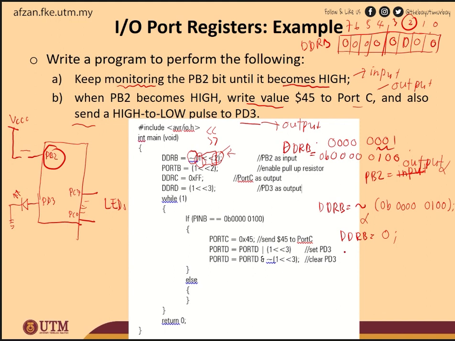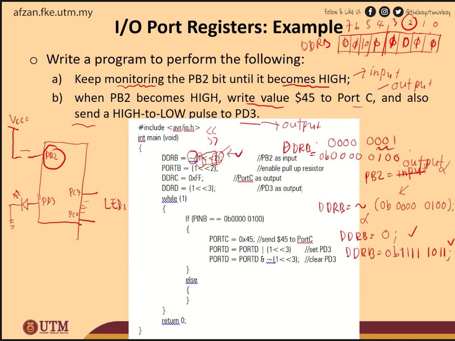Or, if you are going to insist on doing this kind of thing, why not we just use DDRB equal to 0B, only PB2, bit number 2, you make as an input, while the rest you make as an output. So 0B11111011. Either you can use this one, or this one, or you can use this one if you want your friend to praise you as an expert. You just use this kind of line.